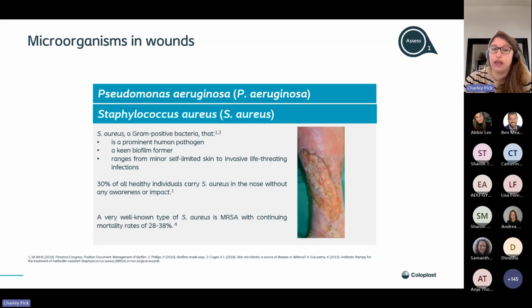Now, 30% of all healthy individuals will carry Staphylococcus aureus in the nose without any awareness or impact. But one of our well-known types is MRSA, and it still has continuing mortality rates of 28 to 38%. Now, I'd like to think we're much better at managing MRSA. We swab, don't we, everybody for MRSA, but we're still seeing patients die from MRSA. 28 to 38% is quite high.